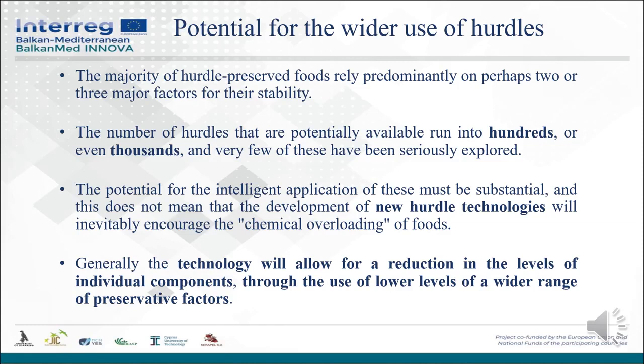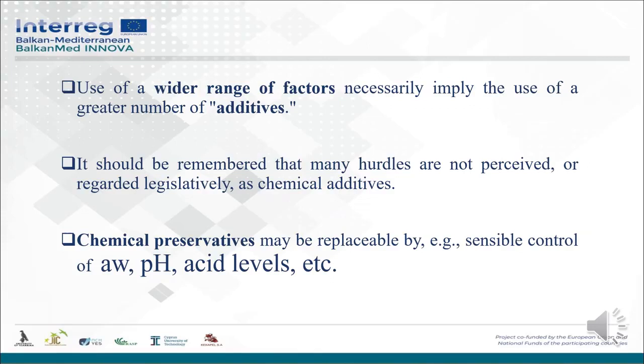Generally, the technology will allow for a reduction of the levels of individual components through the use of lower levels of a wider range of preservative factors. Use of a wider range of factors does not necessarily imply the use of a greater number of additives. It should be remembered that many hurdles are not perceived or regarded legislatively as chemical additives. Chemical preservatives may be replaceable, for example, by sensible control of water activity, pH, acid levels, etc.